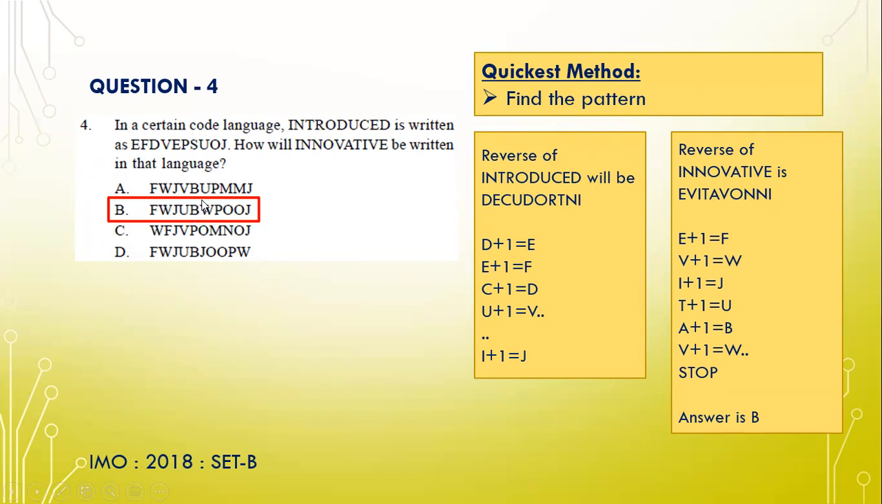B, W, isn't it? So you don't have to complete any further. So this is the right answer. B is the right answer.